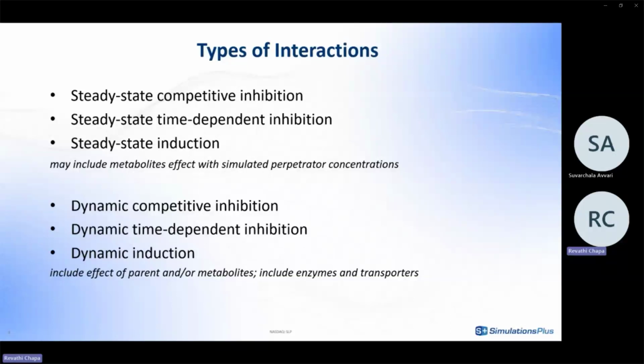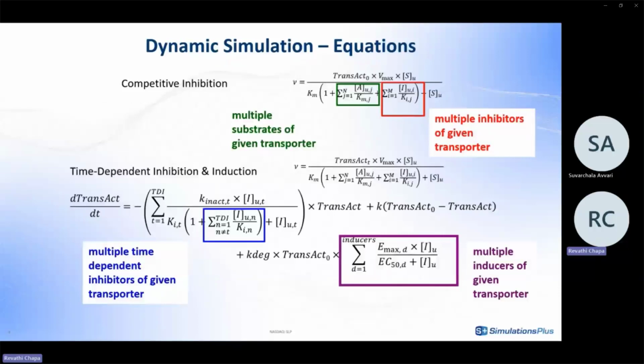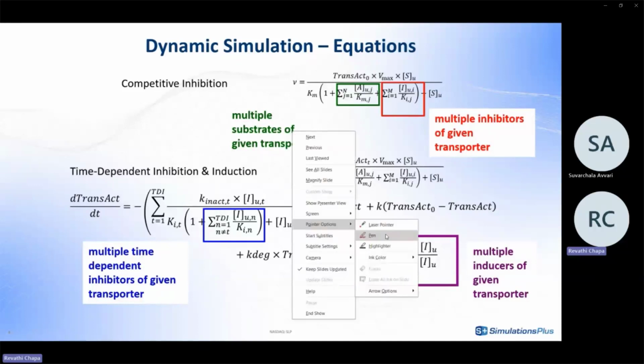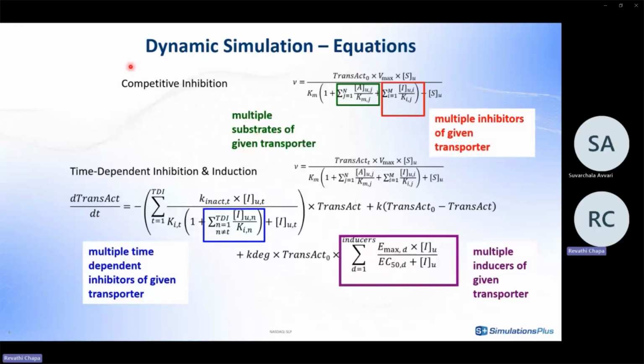So GastroPlus has the capability to incorporate these kinds of inhibitions if your compounds are interacting through any of these mechanisms. Coming to the dynamic simulations, here you can see we have different equations for competitive, time-dependent, and also induction. So here it's not just the effect of one compound.